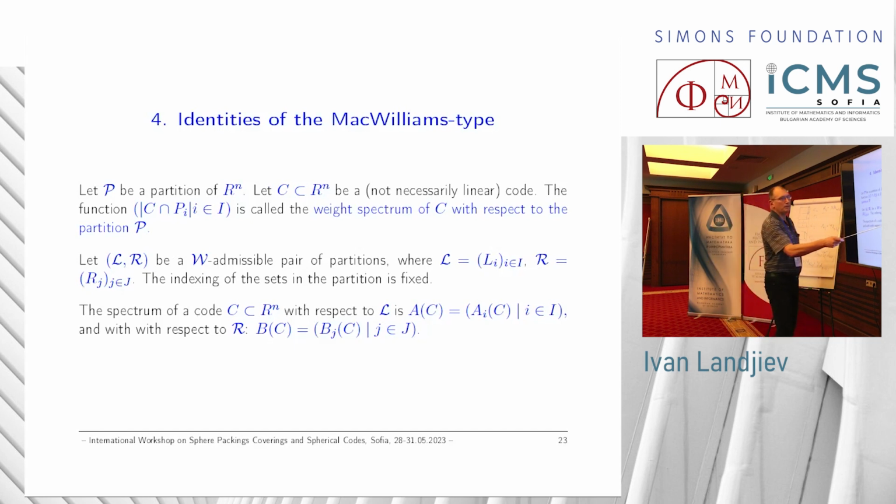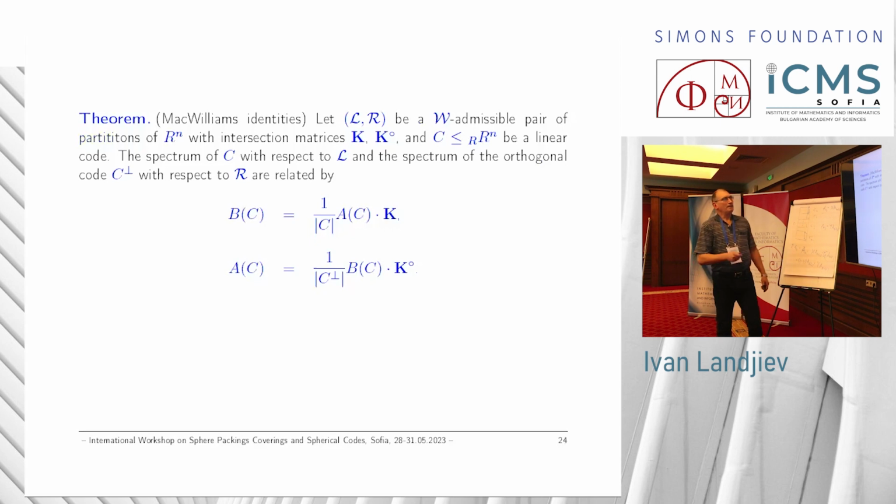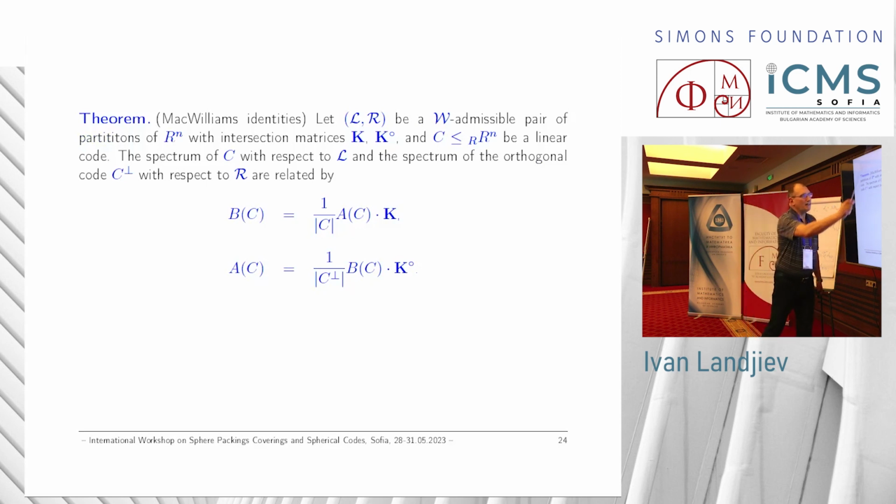The spectrum of the code with respect to the left partition is this. With respect to the right partition, I denote it by BC, but this is AC perp actually. So we now have this theorem, and these are the MacWilliams identities for Frobenius rings. If LR is a doubly admissible pair of partitions, then these are the intersection matrices. And if C is a left linear code, the spectrum of the left linear code and of the orthogonal code, one was AC, the other was BC, are related by these identities.